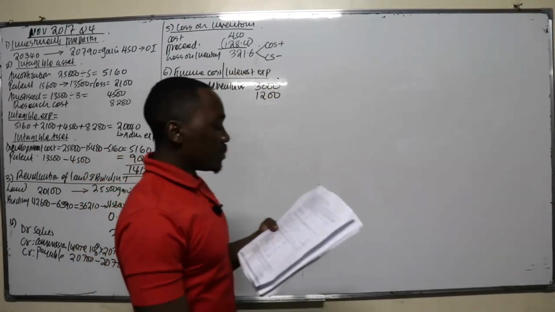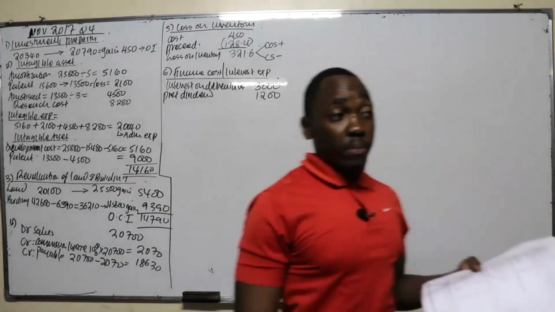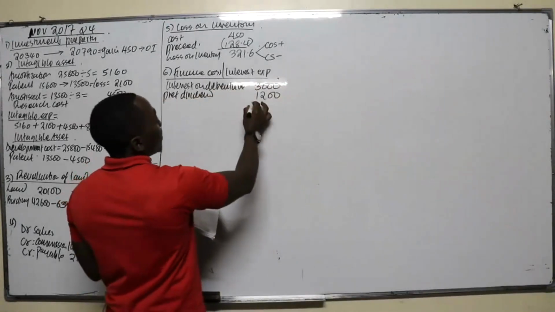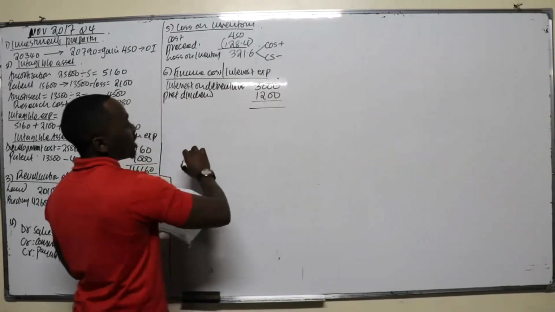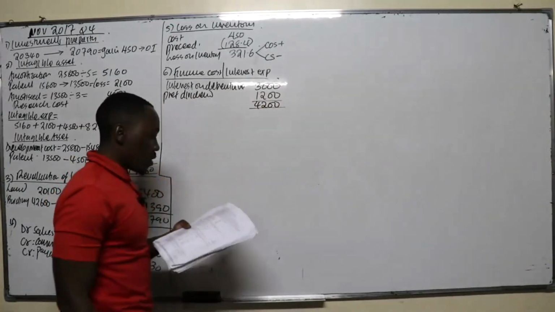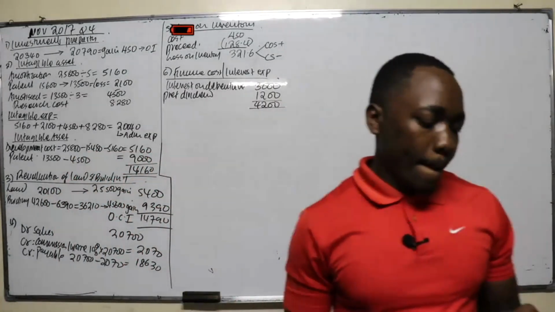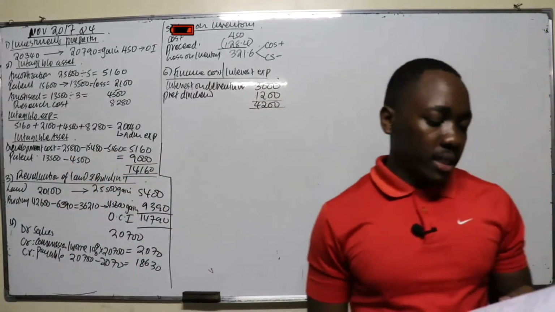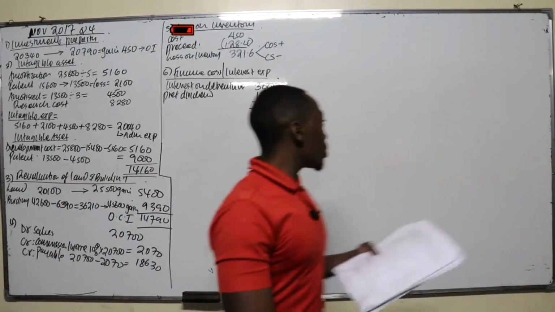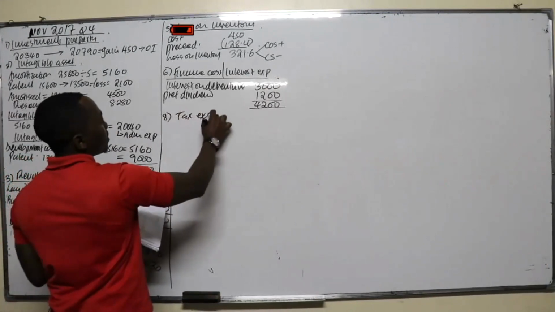Then we have investment income from tax exempt companies. That's an income, so therefore it's not part of finance cost. So therefore, the amount of finance cost to take to the income statement is 4,200. Number 7, the corporate tax rate is 30%. Number 8, the balance on the income tax. So number 8 is tax expense.